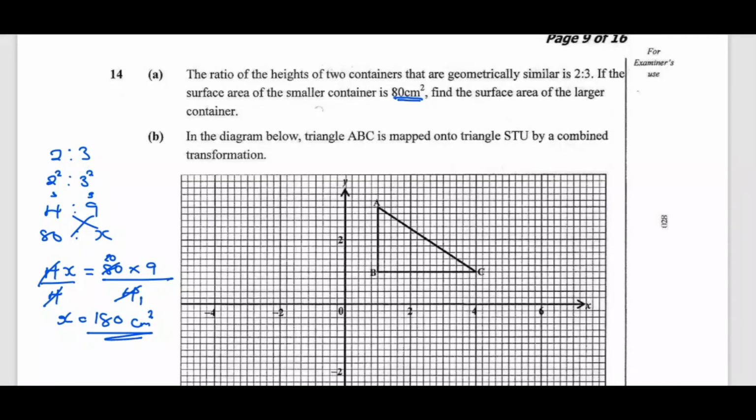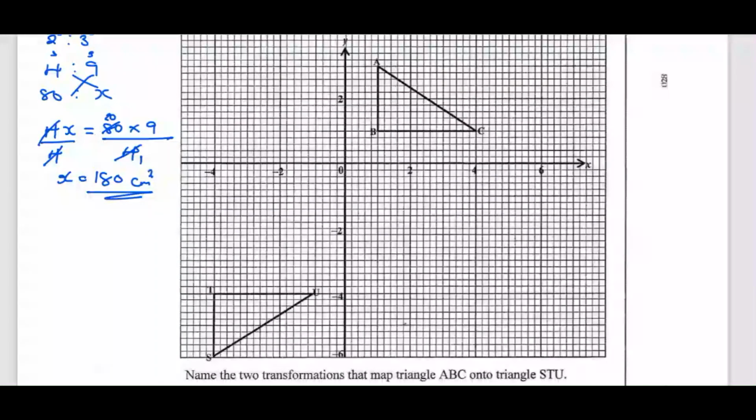So let us move. In the diagram below, triangle ABC is mapped onto triangle STU by a combined transformation. So it is a combined transformation. So name the two transformations that map triangle ABC onto triangle STU. So when you look at this one, we have this triangle.